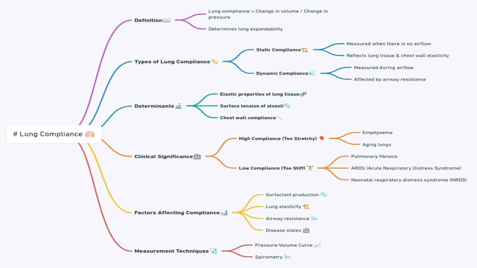So the combined compliance of the lung and thorax is calculated as an inverse of the total compliance, or 1 over total compliance is equal to 1 over the lung compliance plus 1 over the compliance of the chest wall. So the total respiratory compliance is lower than either chest wall compliance or lung compliance. And a greater pressure change is required to produce a given volume change in the combined thoracic and lung system than either.